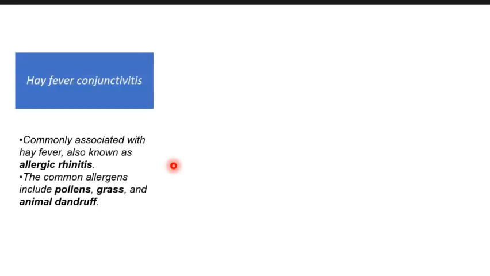Alright, now there are three types of simple allergic conjunctivitis that you're going to find in your textbooks. You're basically going to find a term known as hay fever conjunctivitis. Now, over here, the term hay fever is a misnomer, as the disease was originally discovered in people harvesting hay, but there is really no fever associated with it. As a matter of fact, hay fever conjunctivitis is associated with allergic rhinitis, and the common allergens over here will be pollens, grass, or even animal dandruff.